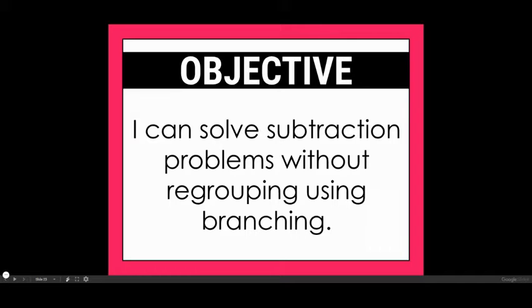The objective for today is I can solve subtraction problems without regrouping using branching. So remember, branching is similar to when we draw our base 10 blocks because we still do it in our hundreds, tens, and ones chart. But now instead of drawing the base 10 blocks, we use the numbers like when they're in expanded form. So today we're going to practice that.